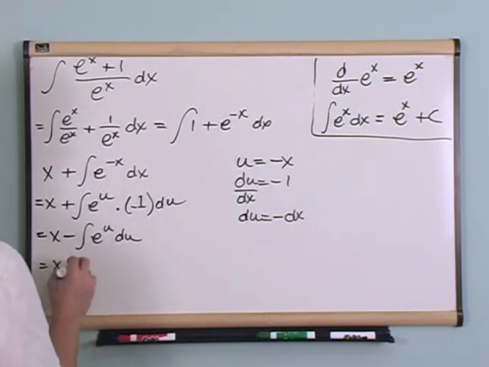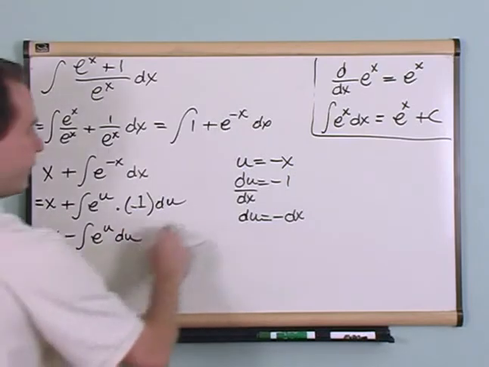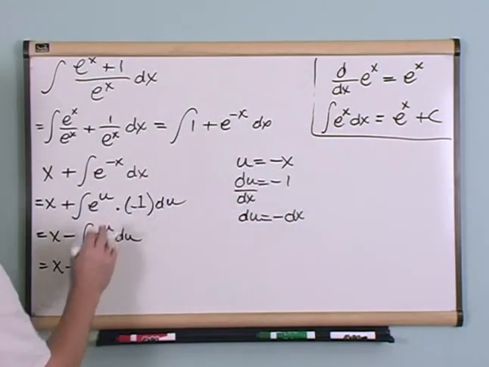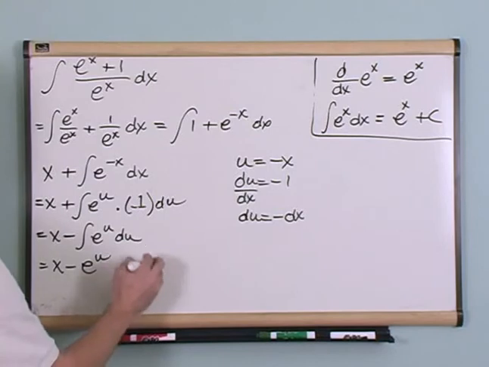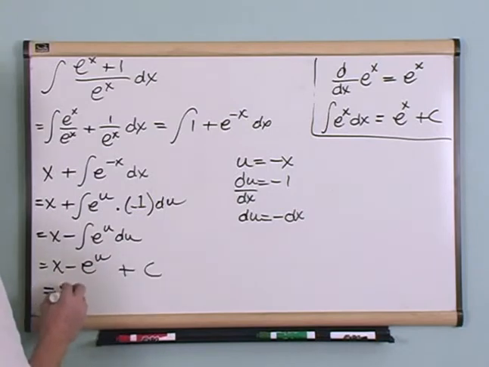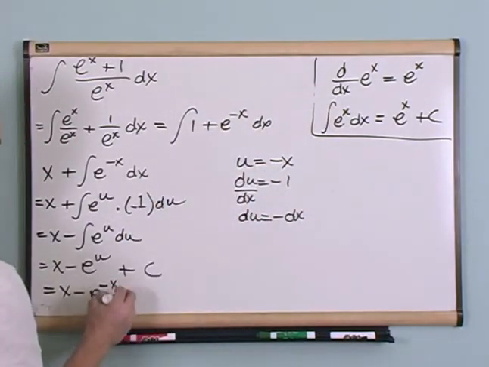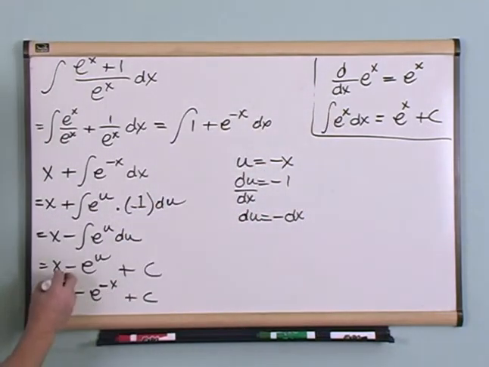So you're going to have x minus, look, this integral of e to the u du, well, it's the same thing here. It's an indestructible function, so I'm going to put e to the u plus a constant. The only thing remaining is to plug in for u. u is defined by this, negative x, plus a constant. So this would be the answer: x minus e to the minus x plus a constant.